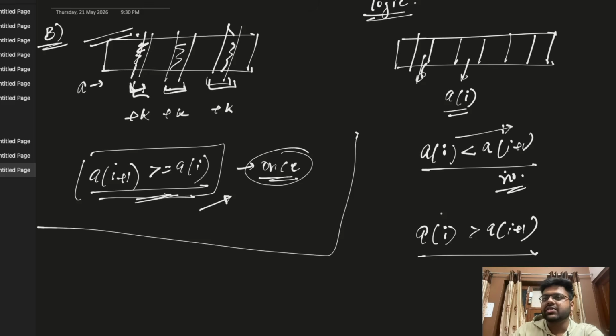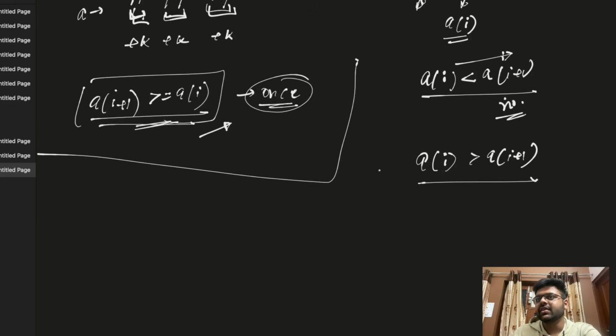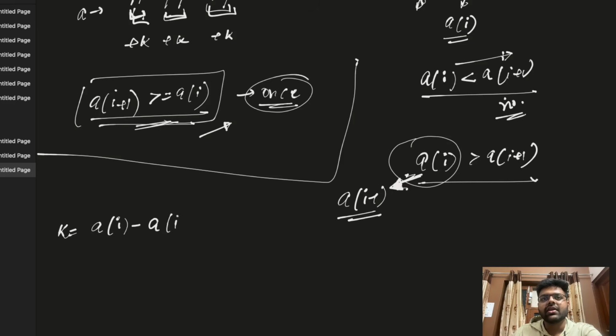then to make it non-decreasing, or we could say increasing, we could make this a of I at minimum equal to a of I minus 1. Like this could be the least possible value for it to reach, right? So we will go and find a value k for which a of I minus a of I plus 1, for which a of I is greater than a of I plus 1.